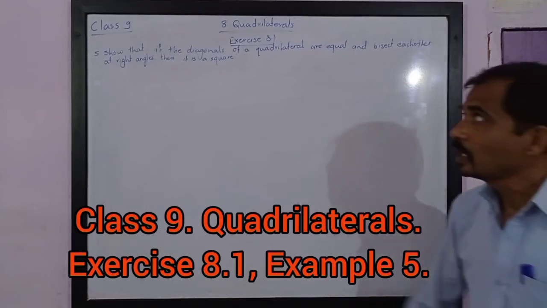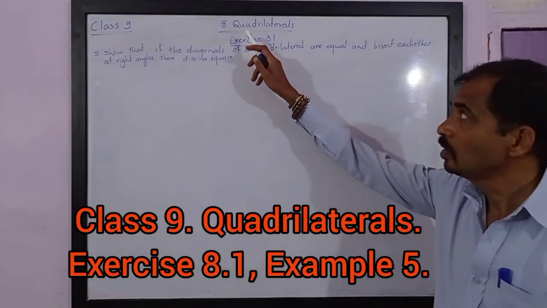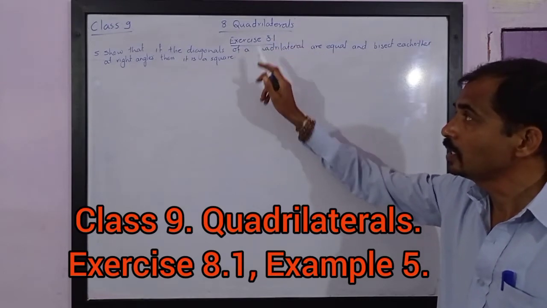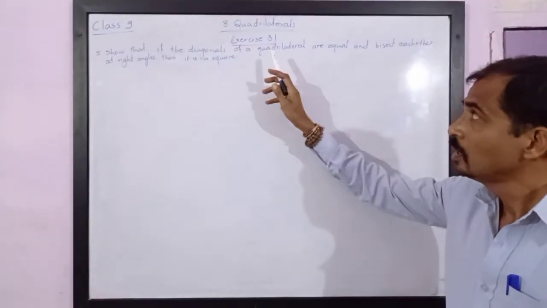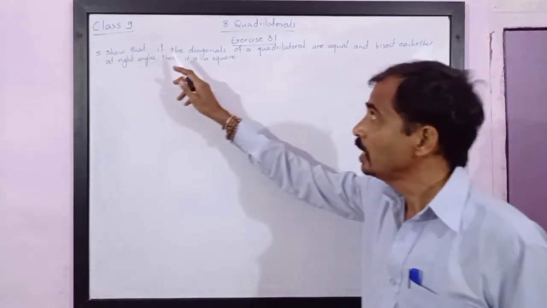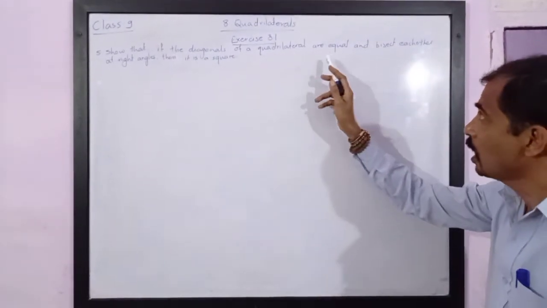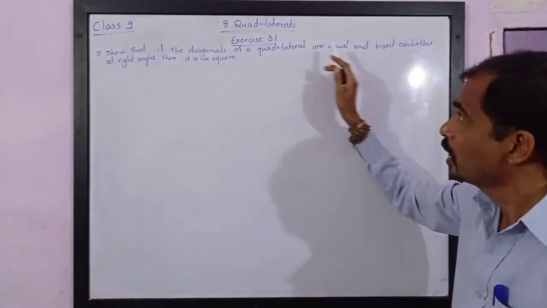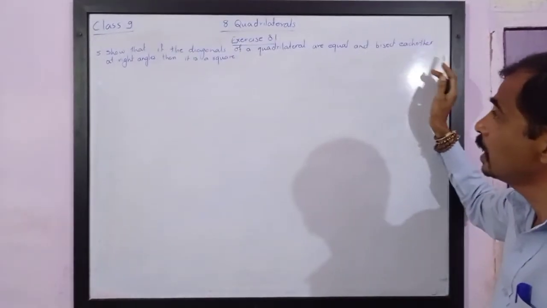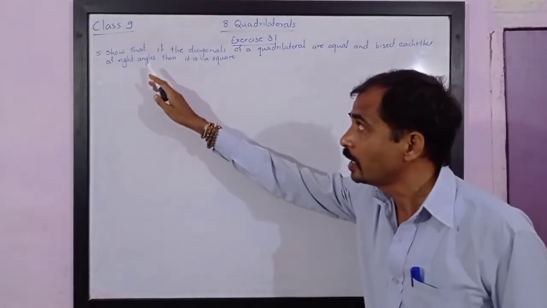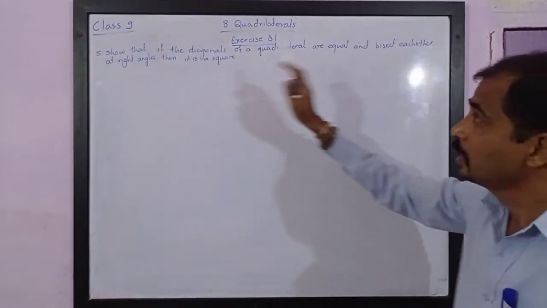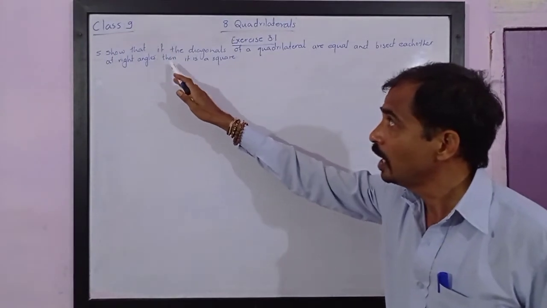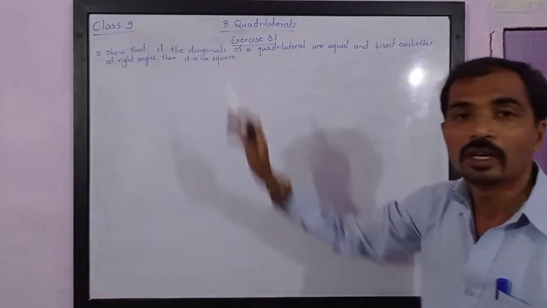Dear friends, in class 9 we are studying 8th lesson quadrilaterals, and in 8th lesson we have first exercise 8.1. In that, fifth question is show that if the diagonals of a quadrilateral are equal and bisect each other at right angles, then it must be a square.